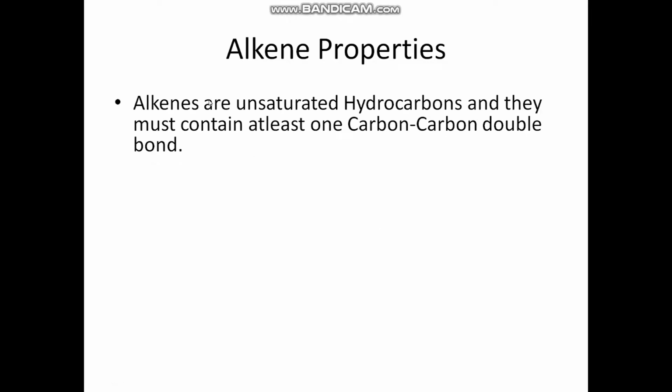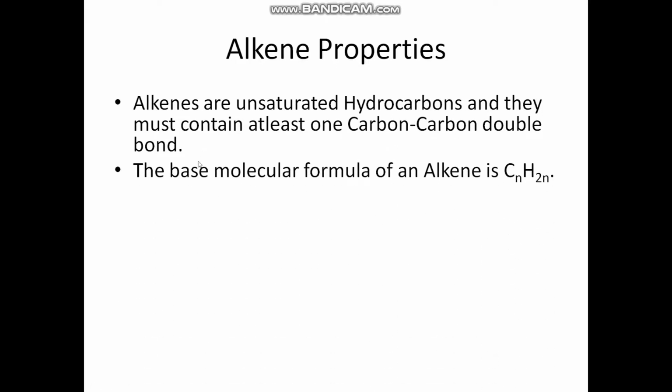Alkene properties. So, alkenes are unsaturated hydrocarbons, and they must contain at least one carbon-carbon double bond. The base molecular formula of an alkene is C subscript n, H subscript 2n. This just means that for every one carbon, there are going to be two hydrogens.